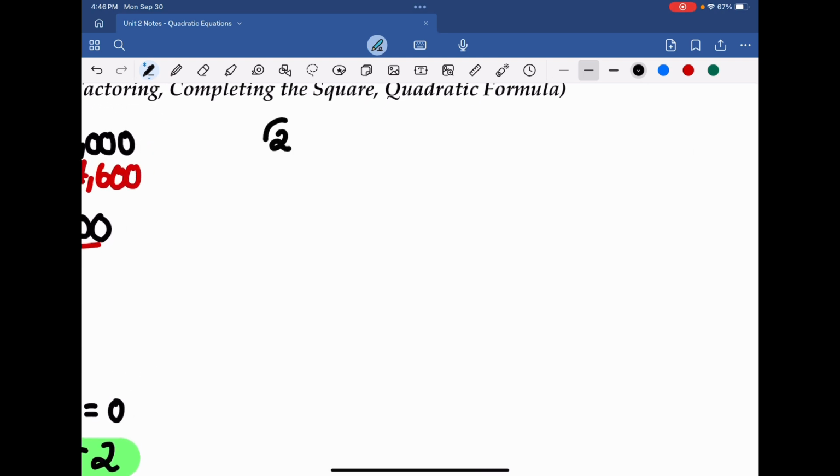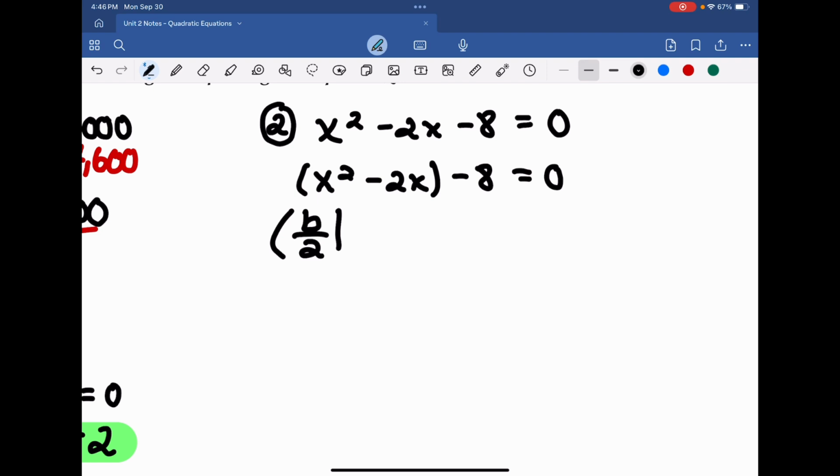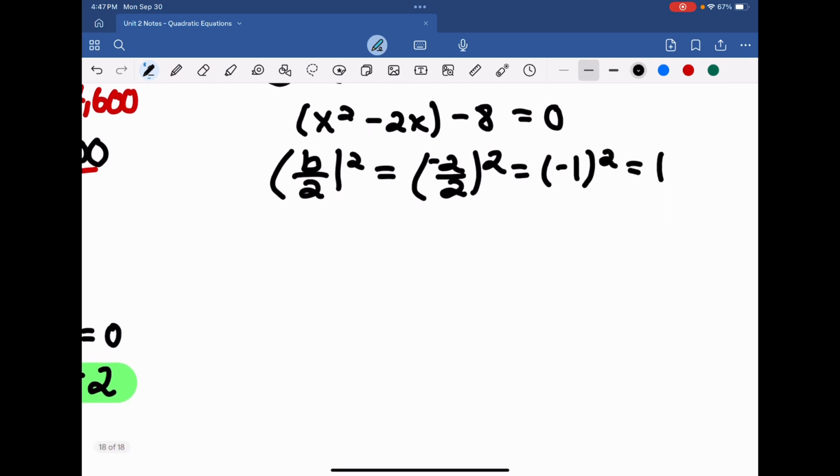So method number 2, we take the x squared minus 2x minus 8 is equal to 0. We're going to do the complete the square method. Completing the square means we must group our first two terms together and leave our constant outside. Once we have a GCF out, which in this case there is not an ability to do, we're going to go b divided by 2 all squared, which is equal to negative 2 divided by 2 squared, which is equal to negative 1 squared, which is equal to 1.